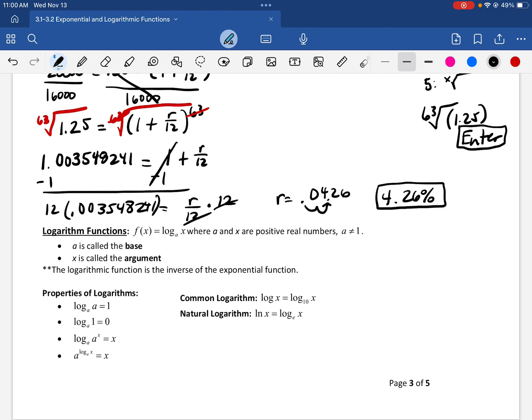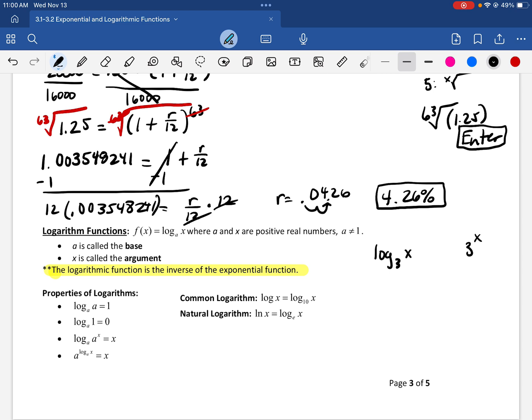So our basic log function is just f of x equals log base a of x, where a and x are positive real numbers. A is called the base, x is called the argument. I mentioned this already, but I'll highlight it here: the logarithmic function is the inverse of an exponential function. So if you have something like log base 3 of x, that is the inverse of an exponential with base 3. Those two are inverses of one another.